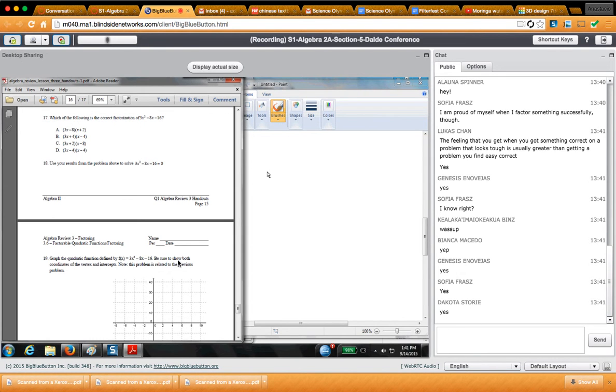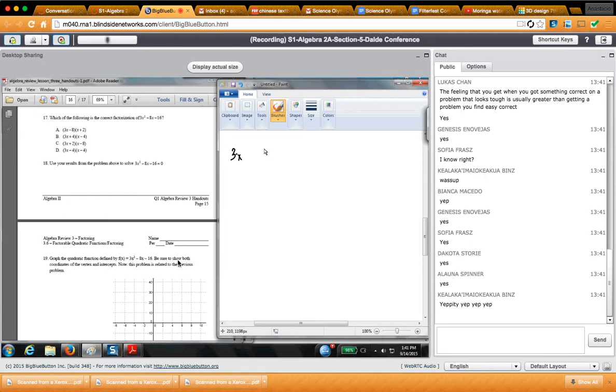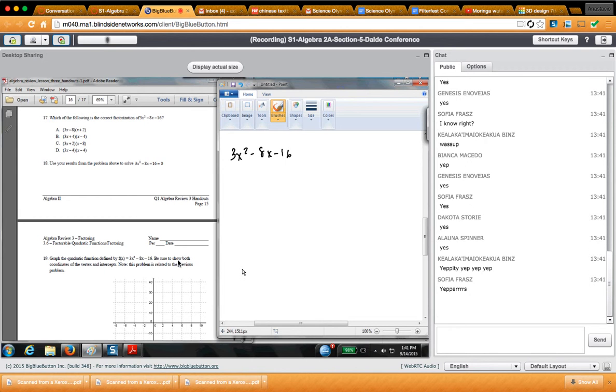So check this out. I'm going to do a warm-up problem, and let's do this one: 3x squared minus 8x minus 16. Okay, so this is one of those things where you have a number in front of your x squared term. And I'll be honest with you, those are just straight up a pain in the butt.